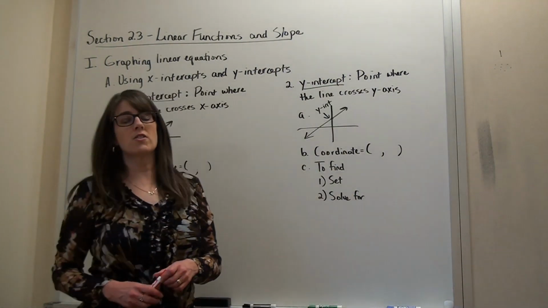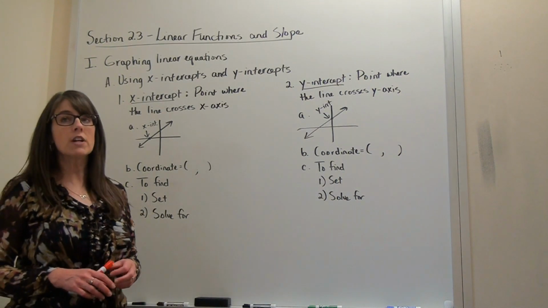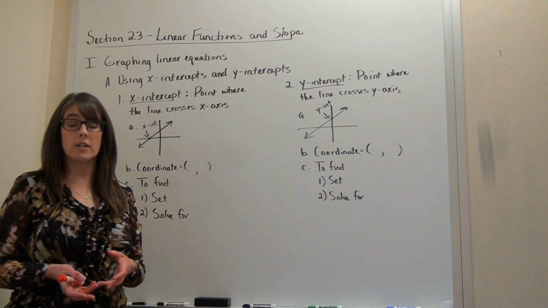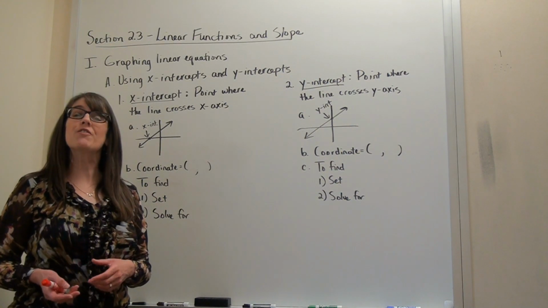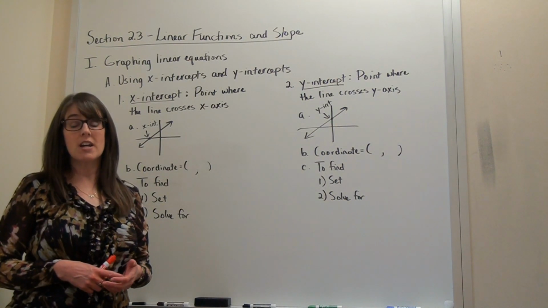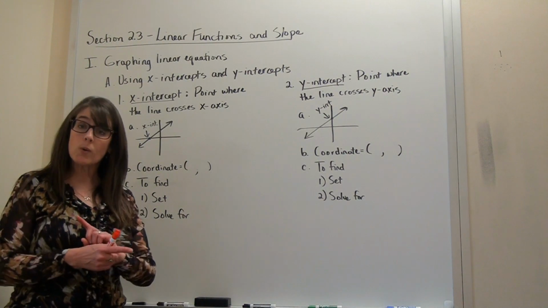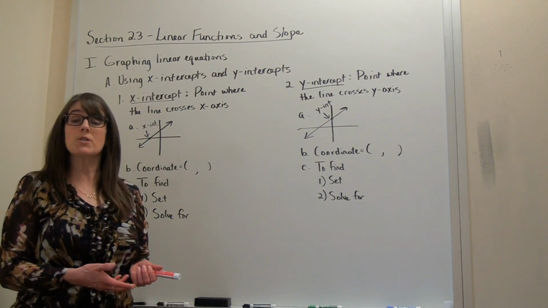Okay, we're going to take a look at section 2.3, where we're going to be figuring out linear equations and slope. We're going to figure out how to graph our linear equations if we're given an equation for the line, and create the line on the 2D coordinate plane. We're also going to be working it backwards, and we're going to say, okay, if we're given information about the line, how do we write the equation that represents that line?